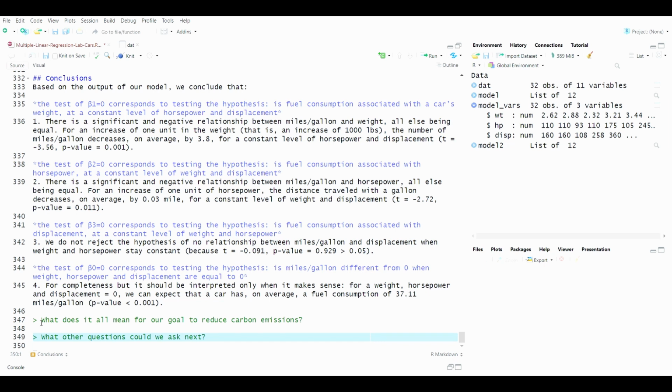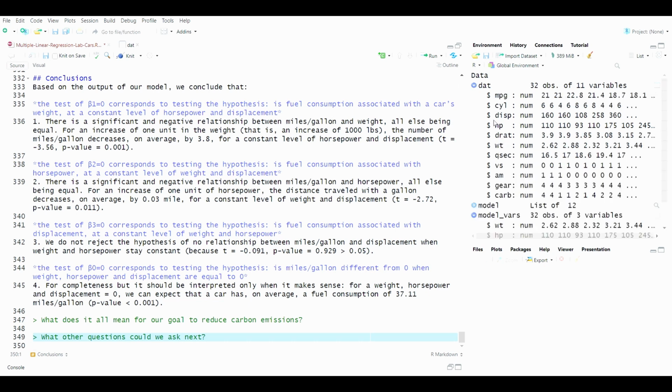You're the consultant. You're thinking, okay, so we know here's what weight does, here's what horsepower, displacement. What else might we want to know? We could collect more data, or we could look at some of the data that we already have. We might think, how do these other factors potentially affect our miles per gallon? Is there something else we can pull out of the data?